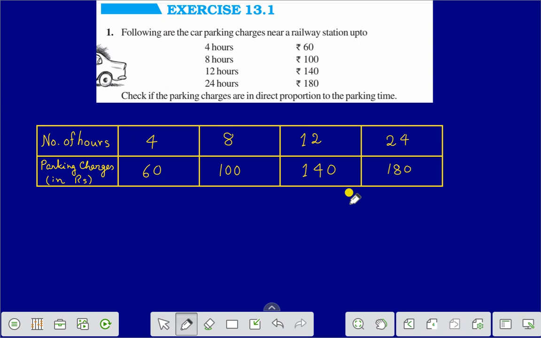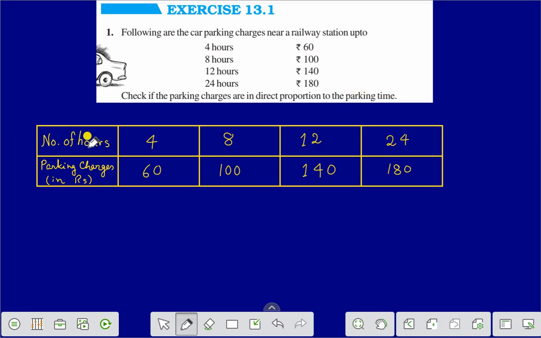Hello everyone. Today we shall discuss exercise 13.1 question number 1. Following are the car parking charges near a railway station: up to 4 hours, rupees 60; 8 hours, rupees 100; up to 12 hours, it is 140 rupees; and up to 24 hours, rupees 180. Check if the parking charges are in direct proportion to the parking time.